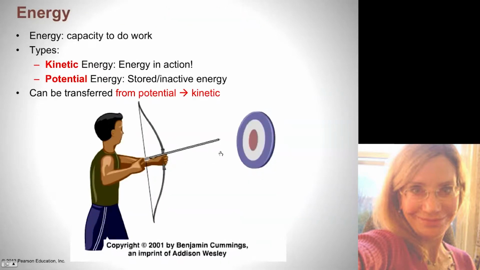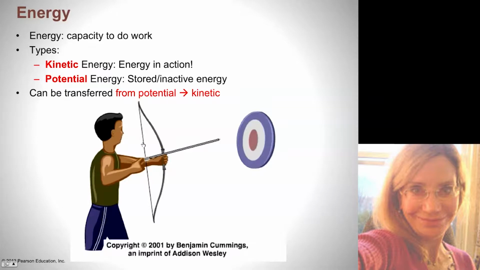Energy is the capacity to do work, and the major types of energy are kinetic energy, that is energy in action. Then there's also potential energy. Potential energy is stored or inactive energy, and energy can be transformed from potential energy into kinetic energy, and that's represented with this figure right here.